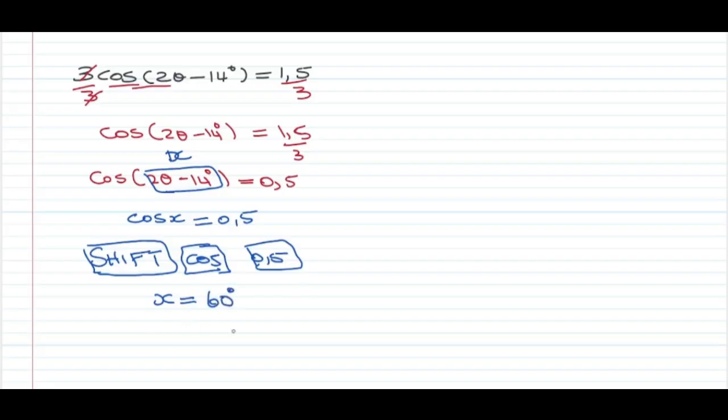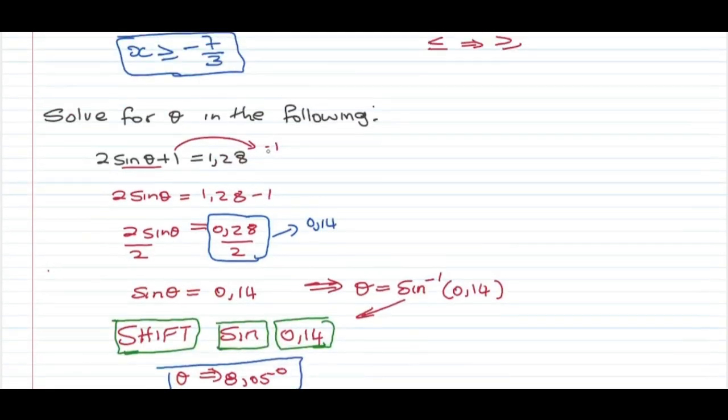Right. So now remember, what is x equal to? x is 2 theta minus 14. So I can put 2 theta minus 14 degrees, and this is equated to 60. Now the aim is to solve for theta. The question said solve for theta.